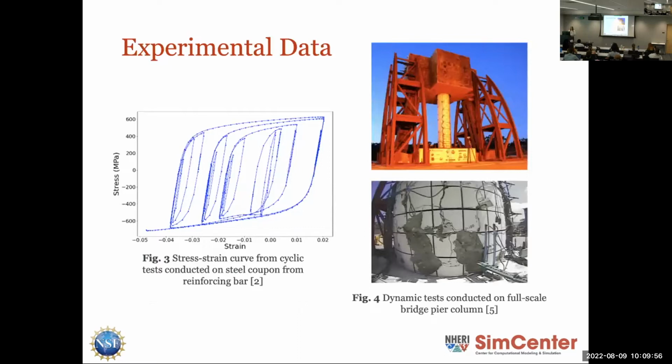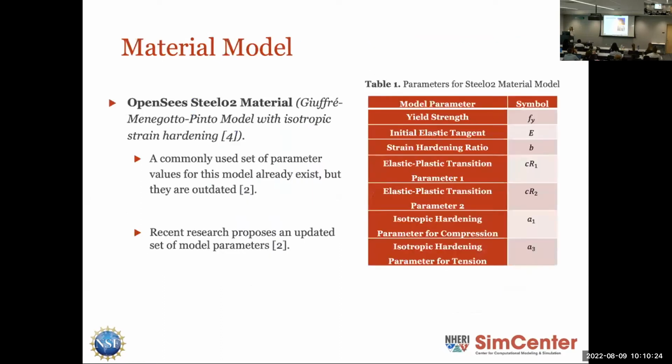The data that was used to calibrate the material model is from cyclic tests conducted on steel coupons, so that's a segment of this steel reinforcing bar. This graph here shows the data from this bar being put into tension and compression over and over again to represent the dynamic loads experienced during an earthquake. And the data used to evaluate the structural component predictions is from this full-scale bridge pier column tested at the UC San Diego shake table by PEER.